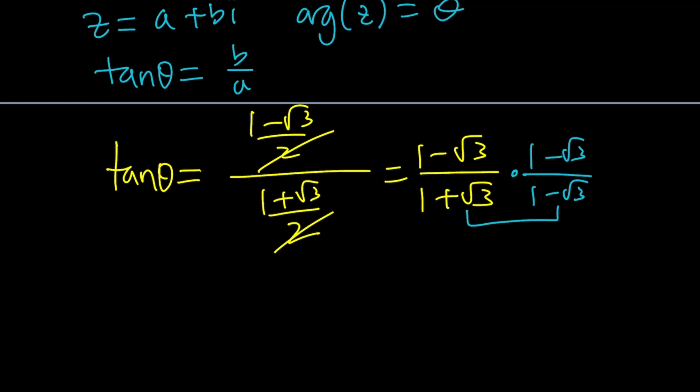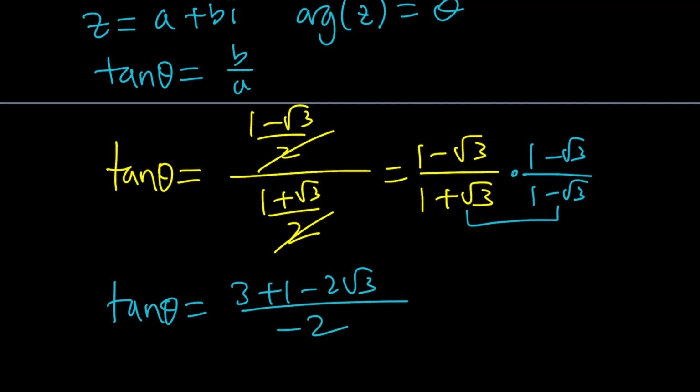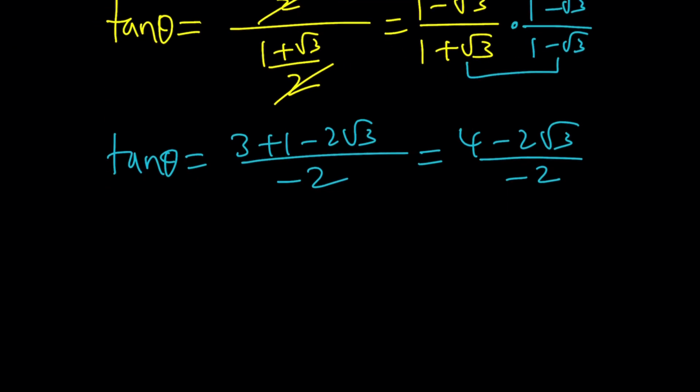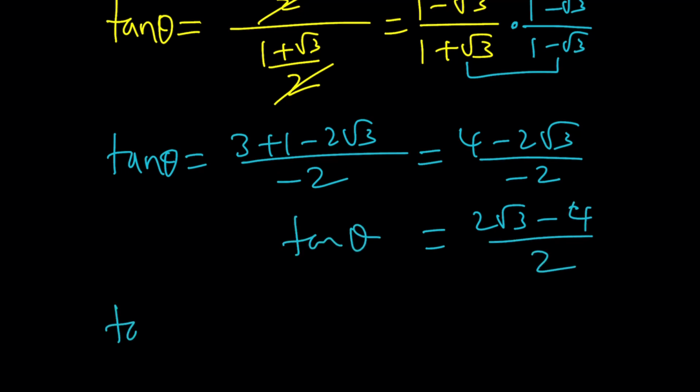Now, tangent theta from here is just going to be 1 minus root 3 squared, which I already have as 3 plus 1 minus 2 root 3, divided by 1 minus 3, which is negative 2. Okay, here we go. Now, this will be divided by 4 minus 2 root 3 divided by negative 2. Now, I can negate the top and write it as 2 root 3 minus 4, and all of that is divided by positive 2. And that's going to give me the tangent theta as root 3 minus 2.